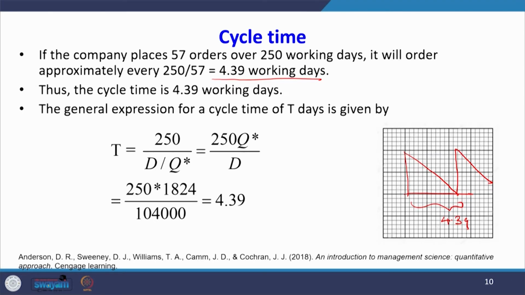So, the general expression for cycle time of T days is given by this formula: T equals number of working days divided by number of orders. So, 250 upon 57, we are getting 4.39.